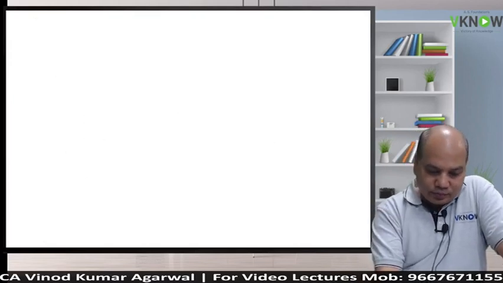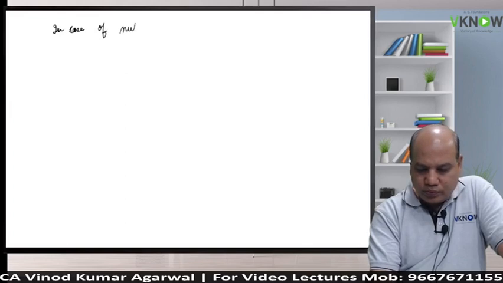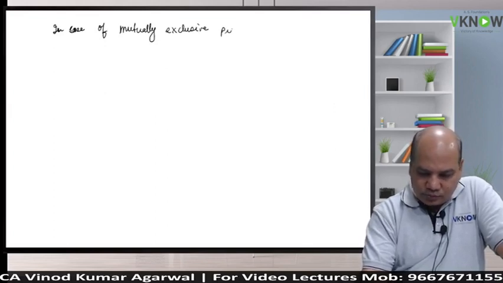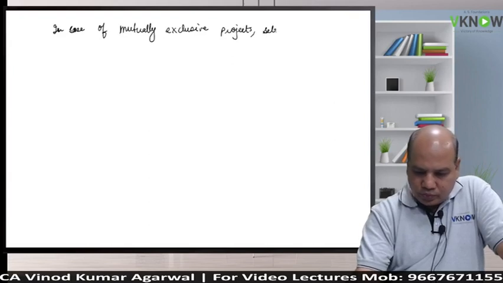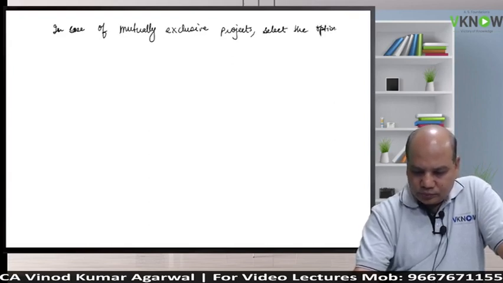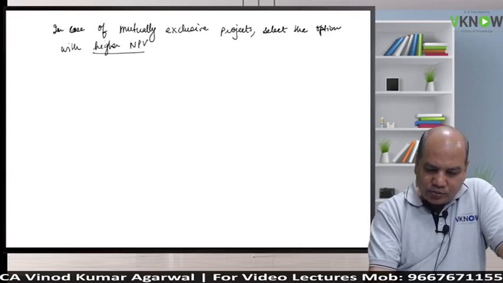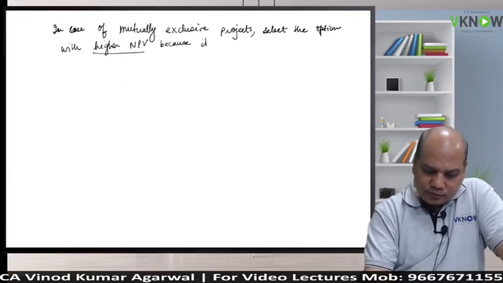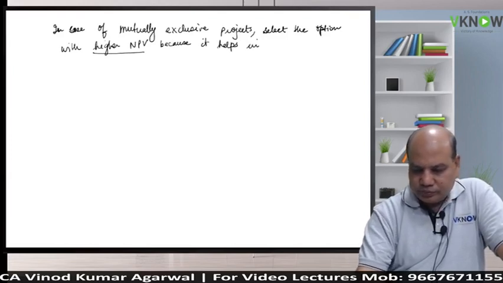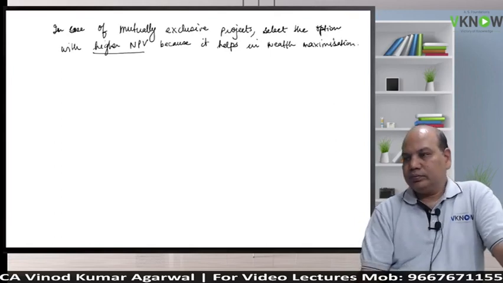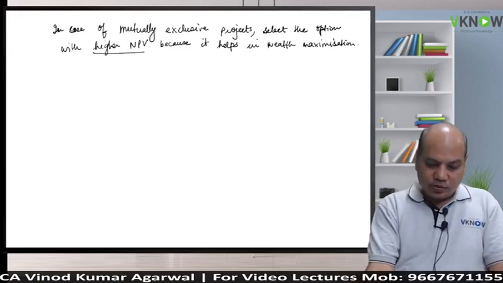Now write down, in case of mutually exclusive projects, select the option with higher NPV, underline with higher NPV, because it helps in wealth maximization.